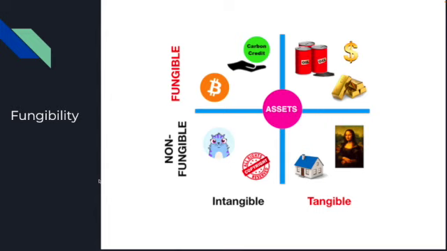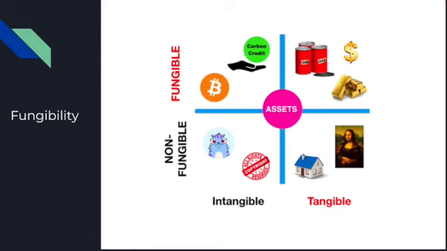Now let's talk about fungibility. So we talked about tangible and intangible items. Tangible items are things that you can touch. Intangibles are software like things. Now let's talk about fungible versus non-fungible. So a house or a Mona Lisa picture, it is non-fungible. So you can't replace one house with another house. They are two different houses and you cannot trade them. Each house has an identity.